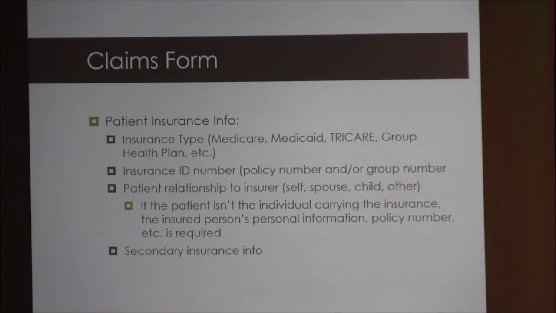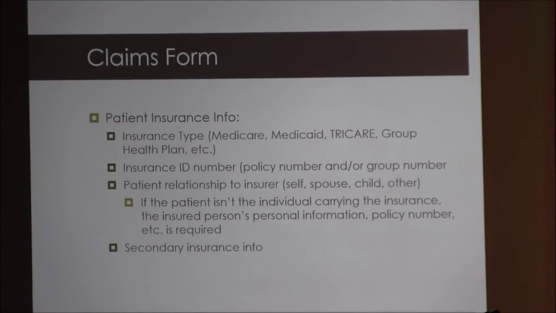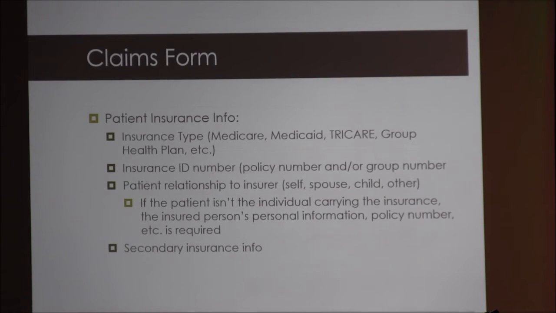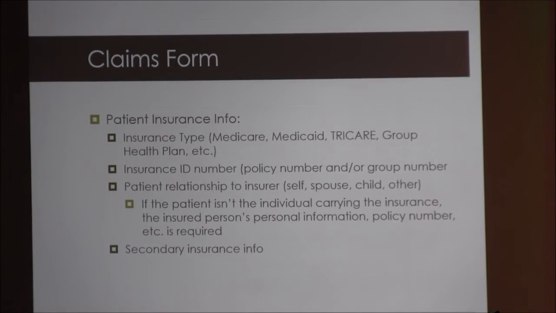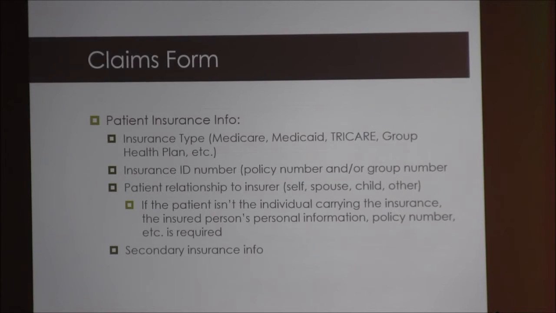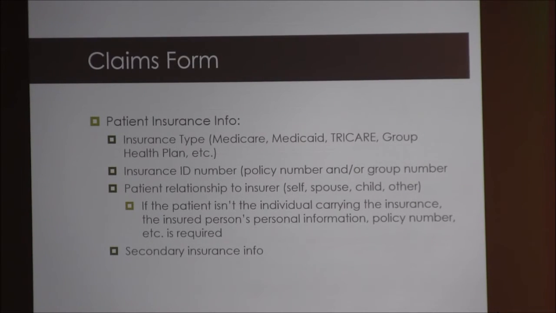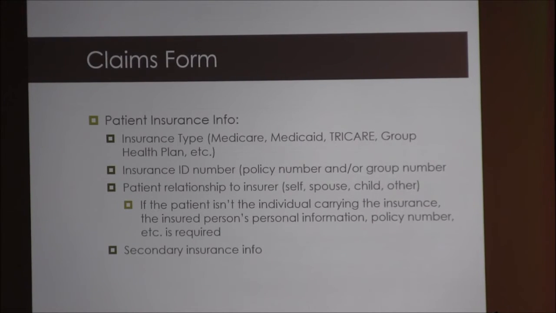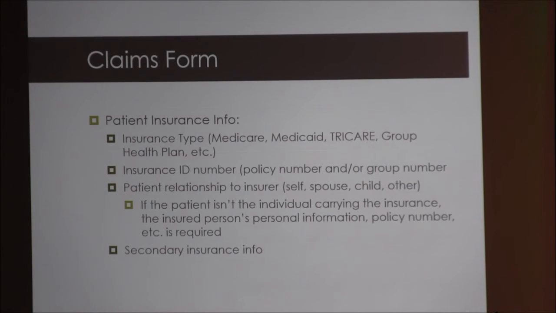So make sure that your front desk staff is adequately inputting the information and the name. The biggest problem with quick returns, quick denials, is the name is not appropriately documented. So if the patient has a relationship to the primary insurer, like as a spouse or as one of the kids, you also need the information for the primary patient who has the insurance.